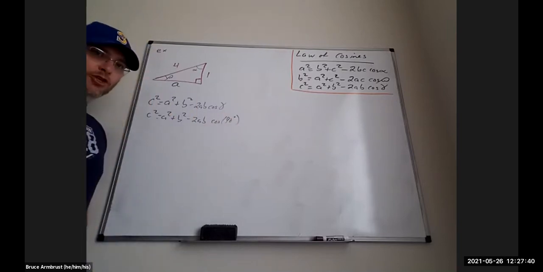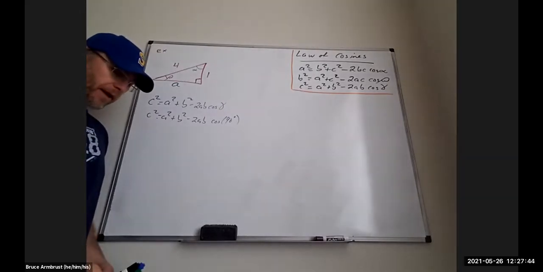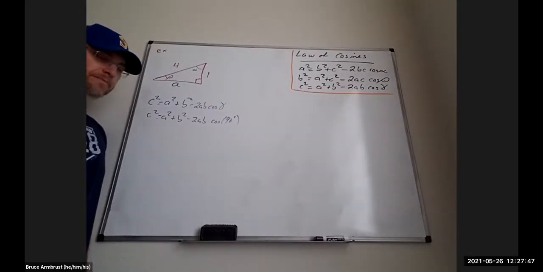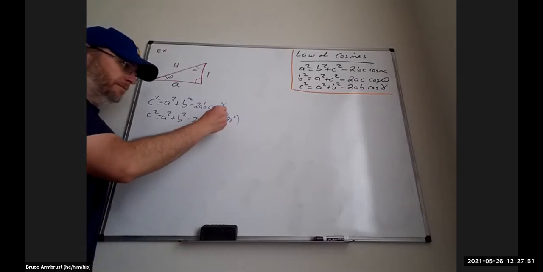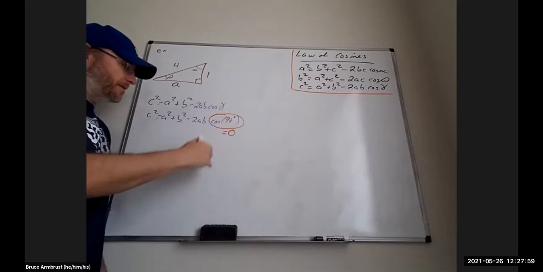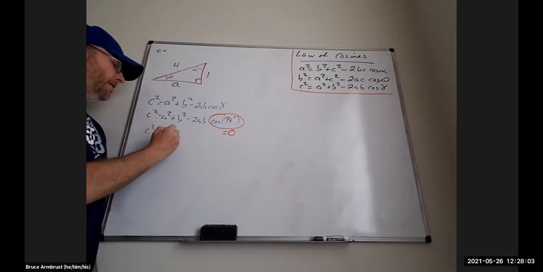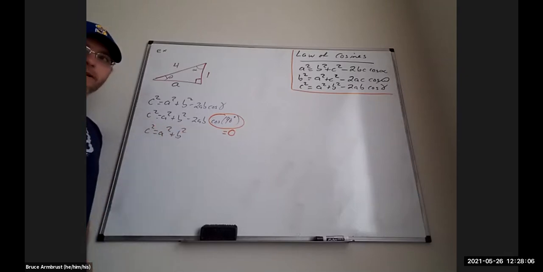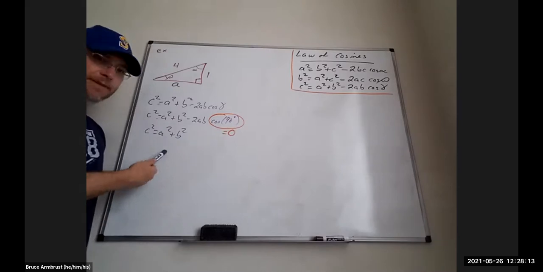Also known as pi over 2. What's the cosine of 90 degrees? Or the cosine of pi over 2? Isn't it 0? It is 0. So this is going to be 0 times 2ab, so that stuff goes away. And what we're left with is c squared equals a squared plus b squared. And that should look familiar. That's the Pythagorean theorem.